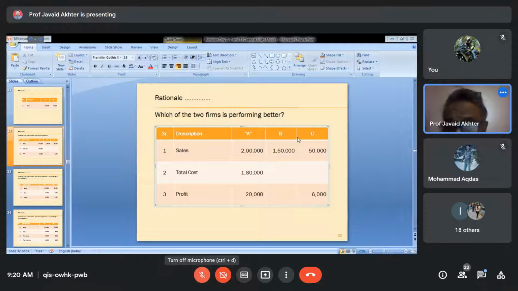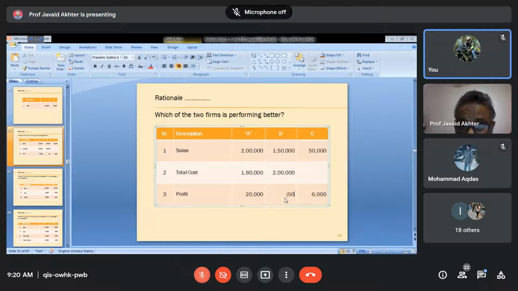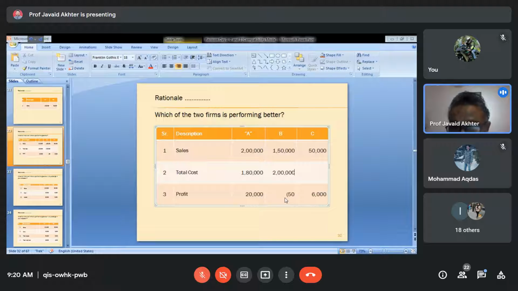Here, let me assume purposely that the total cost is 2 lakh. So what will be the figure of profit? Profit would be minus 50,000. Okay, let me not assume 50, let me assume a bit less. 1 lakh 75,000. So what does profit become? Profit becomes minus 25,000. That is a loss of rupees 25,000.